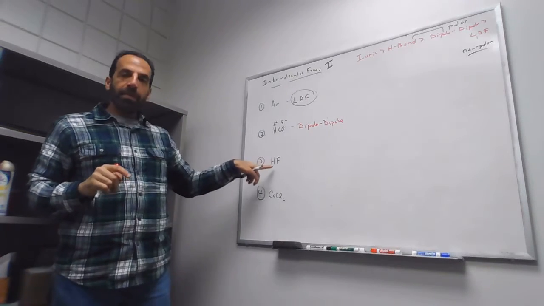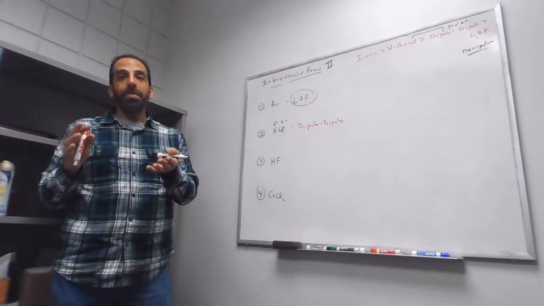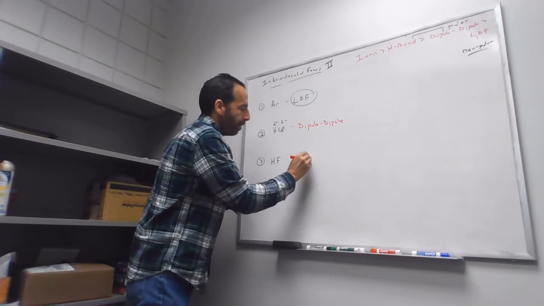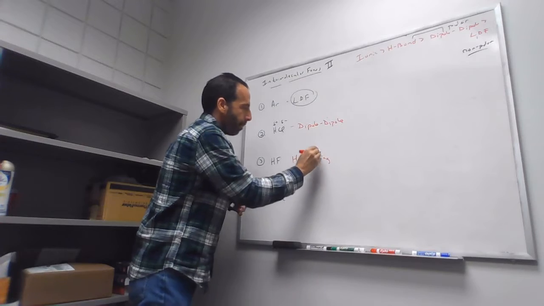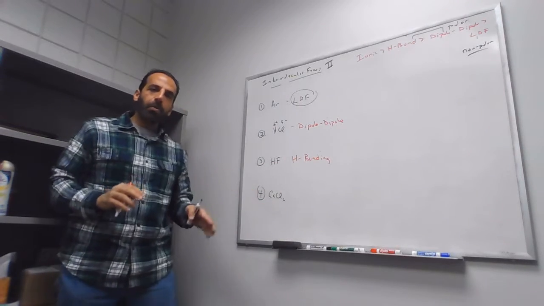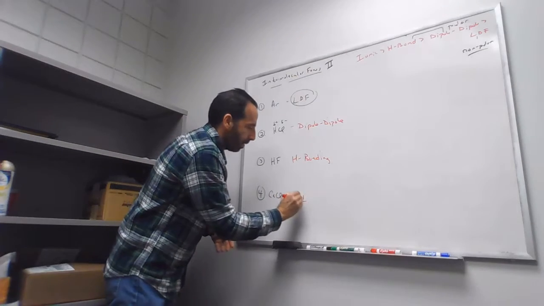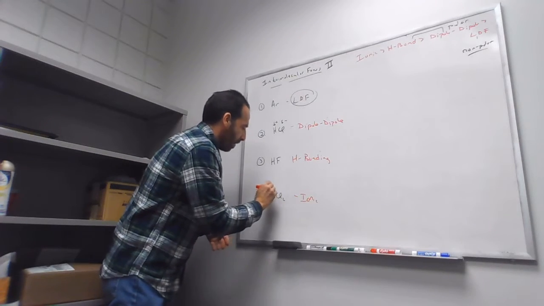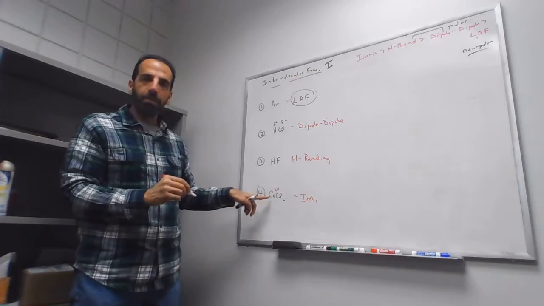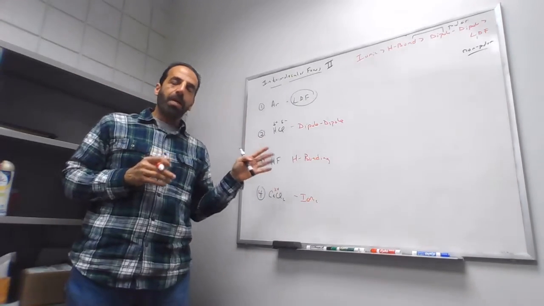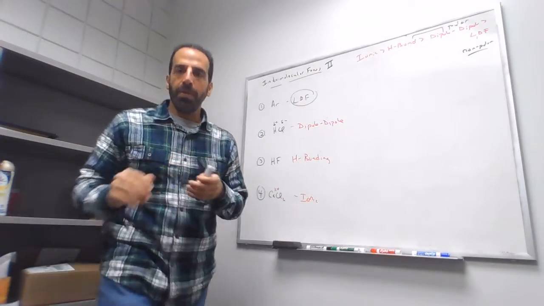Third type, HF, hydrogen fluoride. This one's actually hydrogen bonded, right? It has hydrogen and fluoride in there. So this is H bonded. This other one, calcium chloride, identified as ionic compound. So this is ionic. So basically, remember, calcium has positive 2 charge. Each chlorine is -1, etc. If it's an ionic compound, it's going to have ionic forces with it.